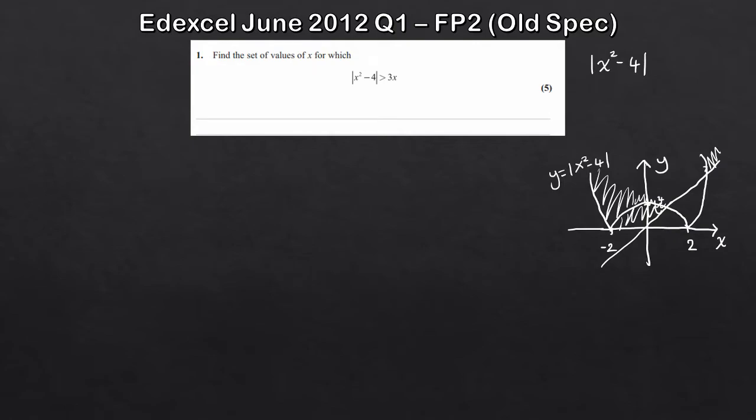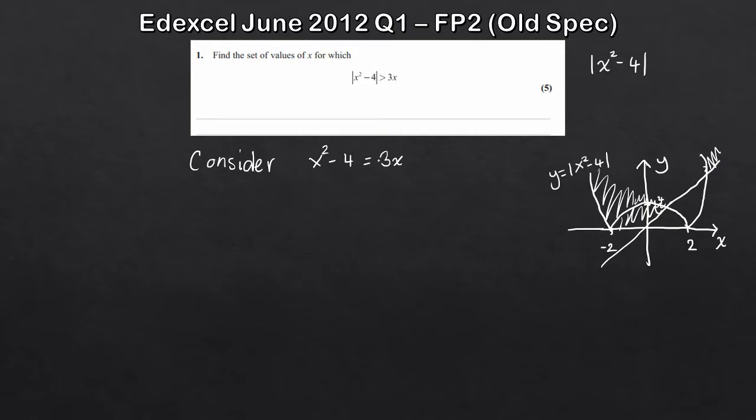So to solve these modulus sketching questions like this, we have to consider basically two scenarios. So we need to consider the positive argument and the negative argument. So what do I mean by that? Well, consider x squared minus 4 is equal to 3x. Let's consider the positive argument first.